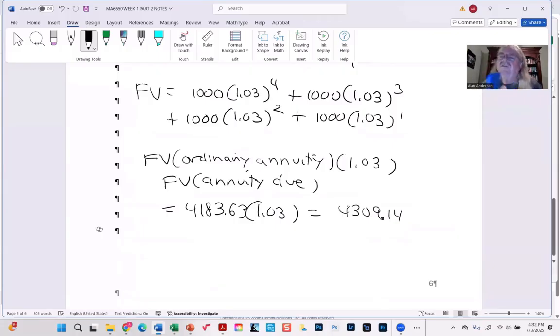So it's as if you invested the entire annuity again for 1 more year. So you can see, if you're the investor, the saver, you'd rather have the annuity due. If you're a borrower, it would be the other way around.